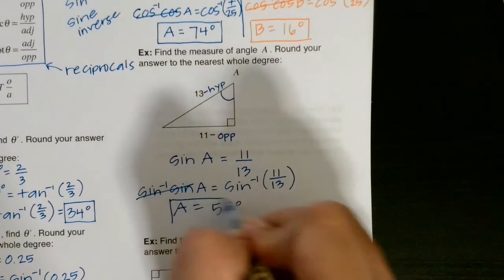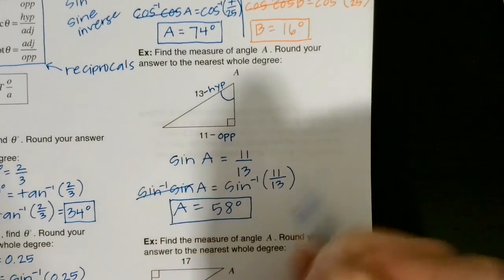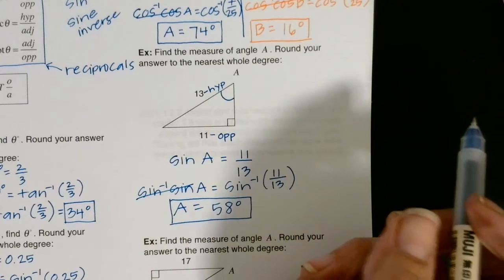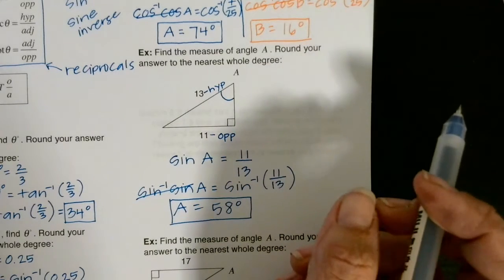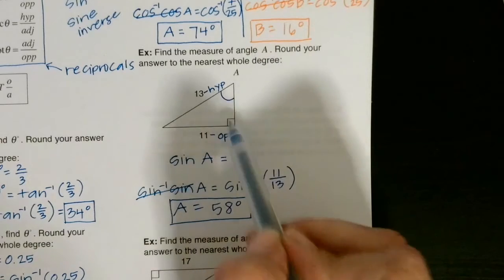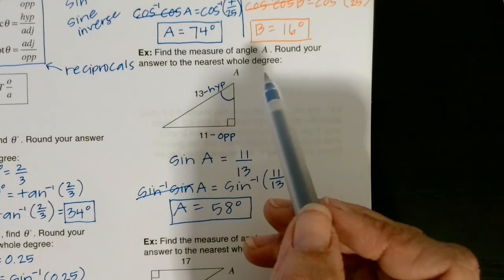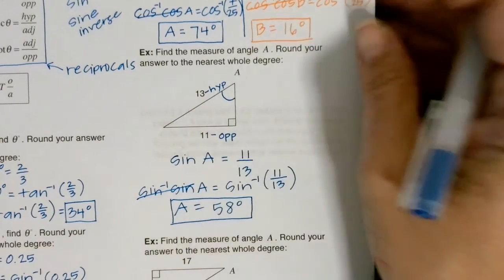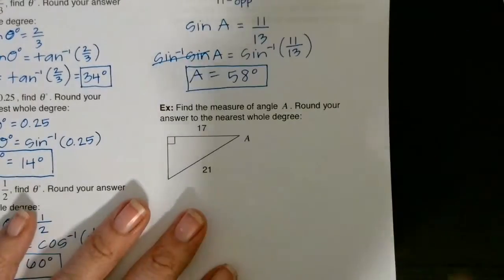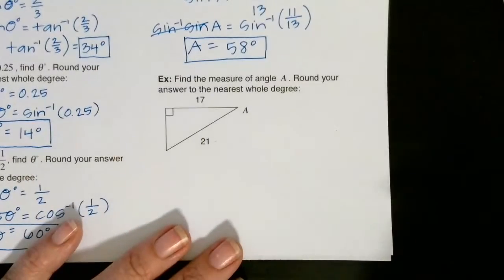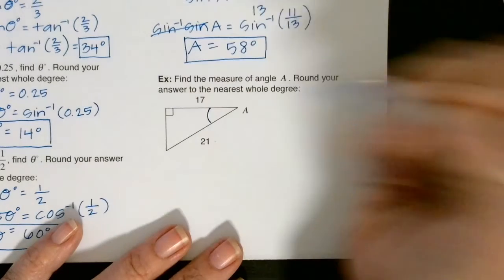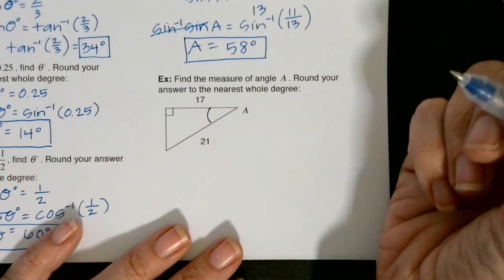Now, if you got a number like 158 degrees, or if you got a number like 198 degrees, even better, triangle angles have to add up to 180. So if you're getting 198, you're doing something wrong. So check them out. All right, find the measure of angle A again. Sweet. Round your answer to the nearest whole degree.